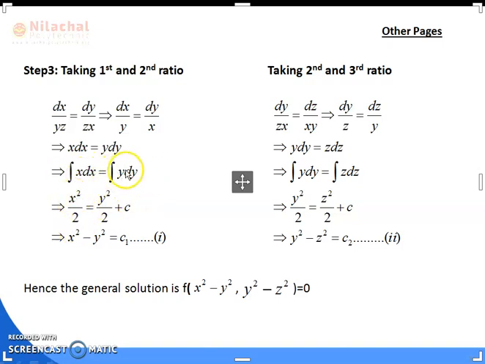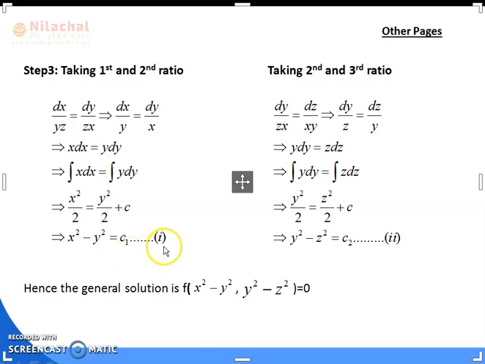Integration of y dy is y square by 2. After integration we write a constant c. Then x square by 2 minus y square by 2 equals c. By taking LCM 2, we have x square minus y square by 2 equals c. Then 2 is multiplied with c, it becomes 2c, which equals another constant, suppose c1. So now this is your u equal to c1.